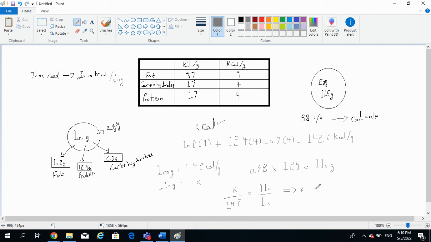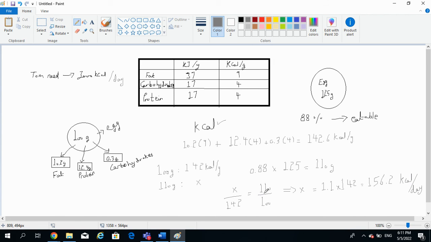And the final value of nutrition which he's getting in kilocalories then becomes x equals 110 divided by 100, which is 1.1, multiplied by 142. Again, mind the value, that is kilocalories. So 1.1 into 142 gives you 156.2 kilocalories that he's getting, okay, per day.